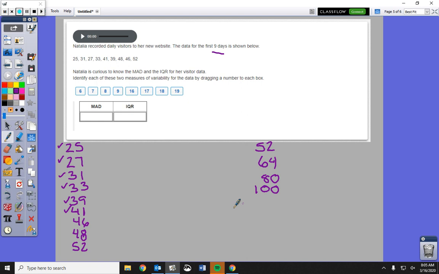And then 46. So let's make that last one 146. 146. Let's add those together. 6 and 4 is 10. 10 plus 2 is 12.